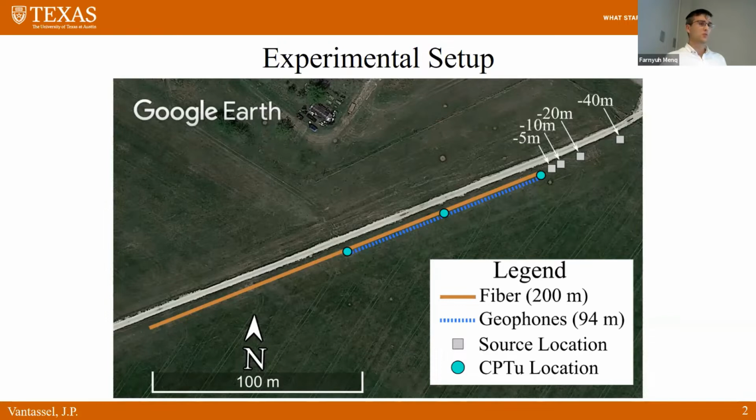To do our MASW, we used active sources. So we used several of the trucks here at NHERI at UTexas, as well as some impact sources, and I'll talk about that in a little bit more detail. We used a variety of locations. We'll only be talking about 4 of them here, and those are denoted as their distances from the first geophone, so -5 meters to -40 meters. And then to be able to make comparisons to some ground truth, we're going to make comparisons to 3 CPTU measurements that were made at the ends and at the middle of the geophone line.